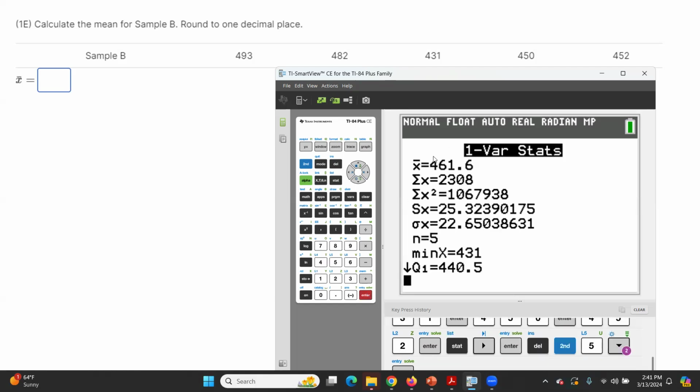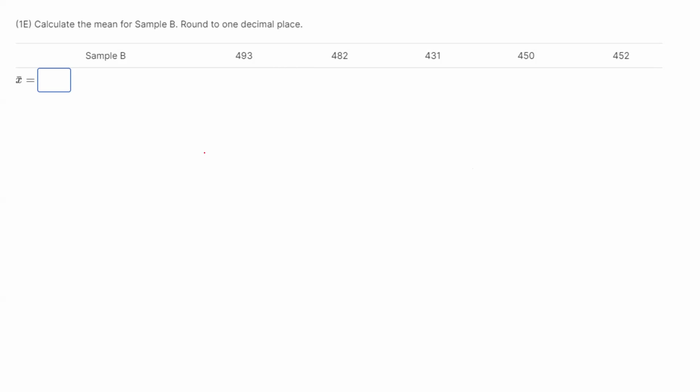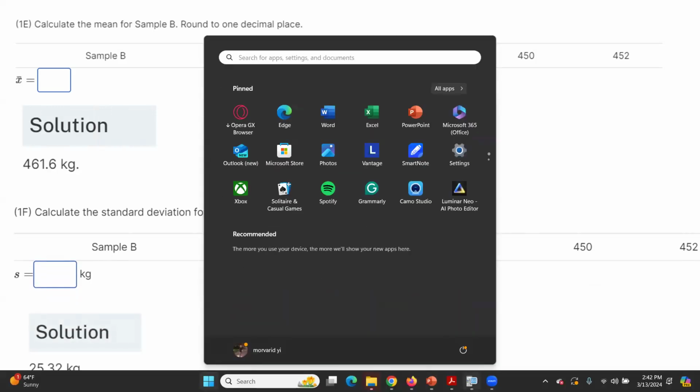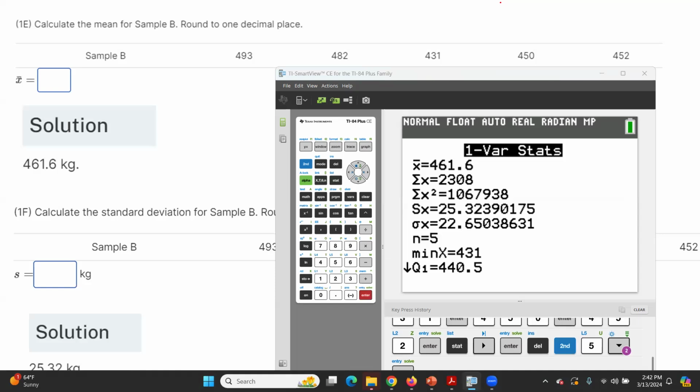Okay, as you can see, the mean is 461.6 with standard deviation 25.32. So let's take a look at our answer here. 461.6 is the mean, and the standard deviation is 25.32. Let's go back to our calculator and double check everything. Mean is 461.6 with standard deviation, which is 25.32 kilogram. So everything is the same as what you calculated using your calculator.